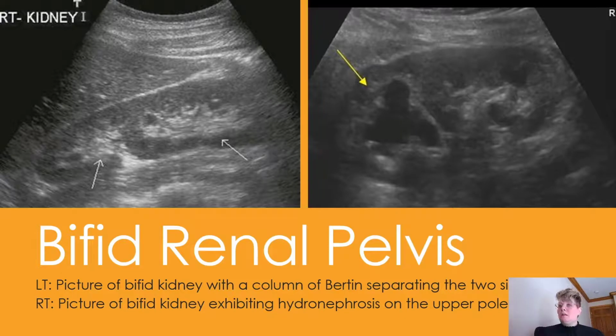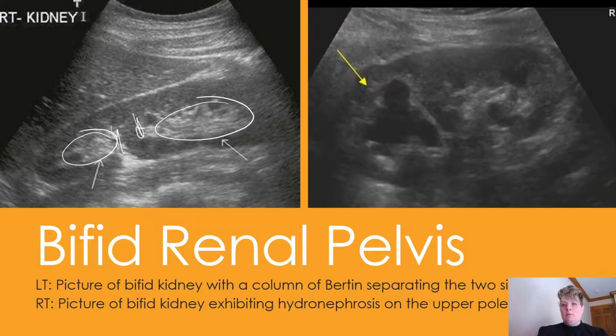So here are our ultrasound images. On the left picture here we have a bifid kidney, and as I had mentioned before, we can see that pertinent column of Bertin that kind of splits in between both of the kidneys. And then this is our upper pole here and our lower pole down here.